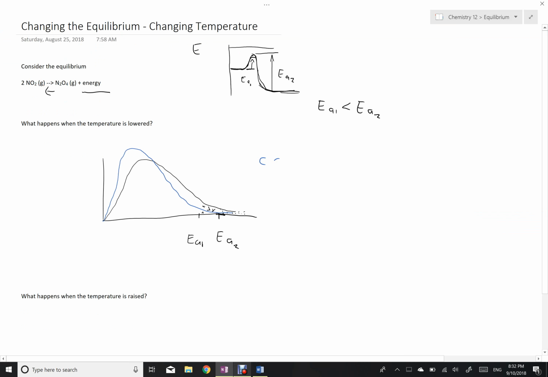So this is colder. What we can see here is that while the number of particles going in the forward reaction has been reduced, the number of particles that are above the activation energy of the reverse reaction has almost been completely wiped out. What this means is that both forward and reverse reactions are slowed.